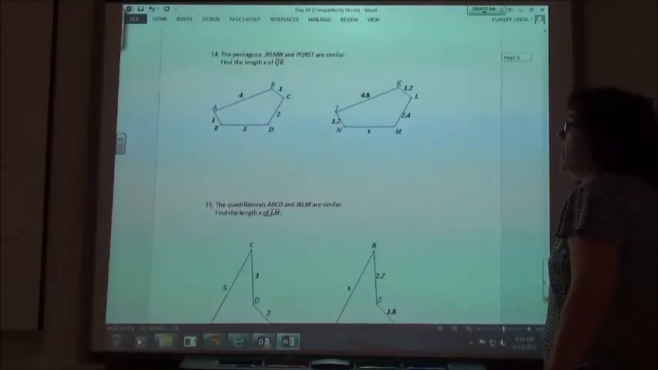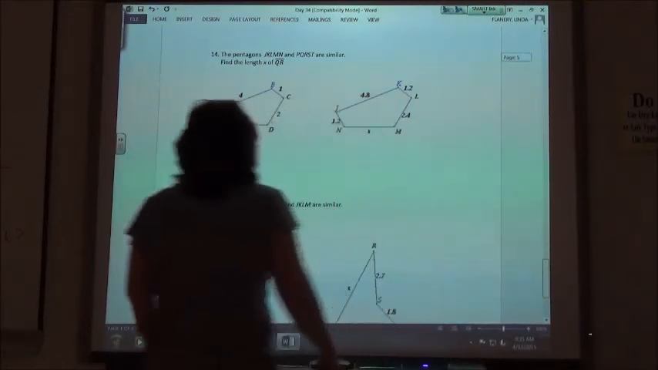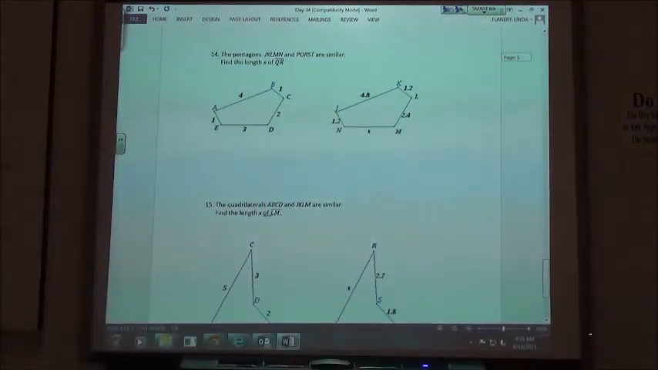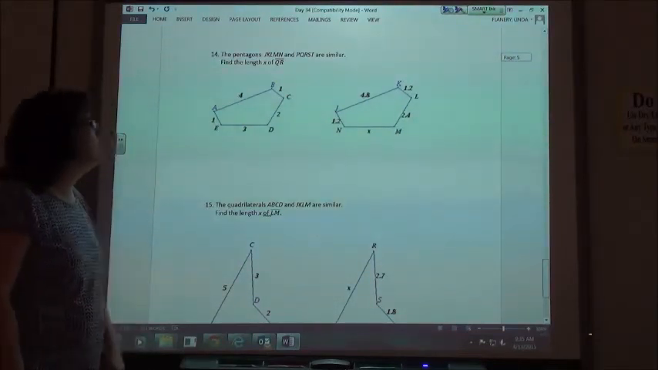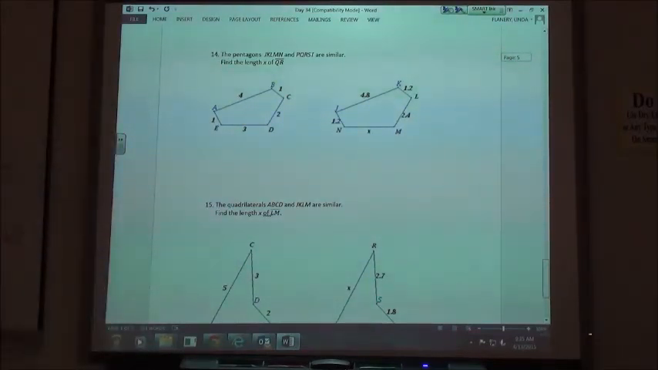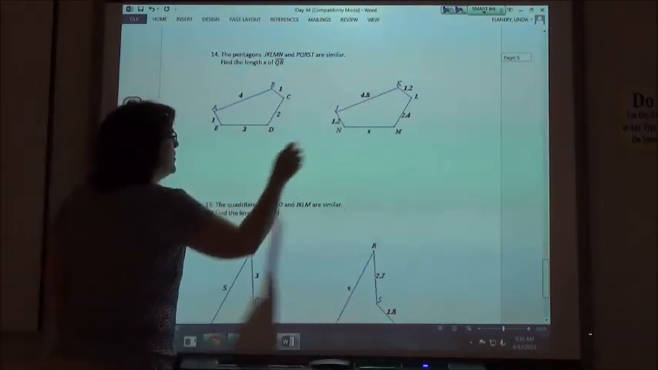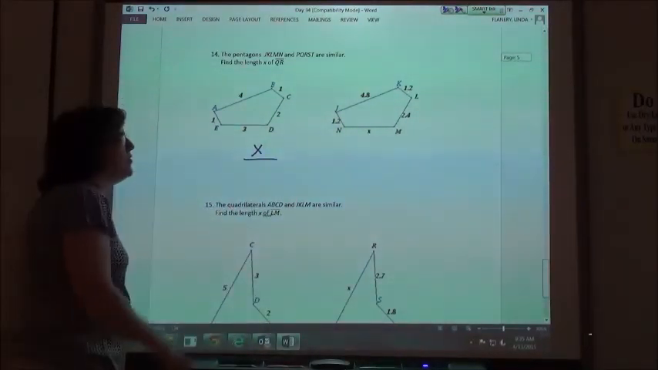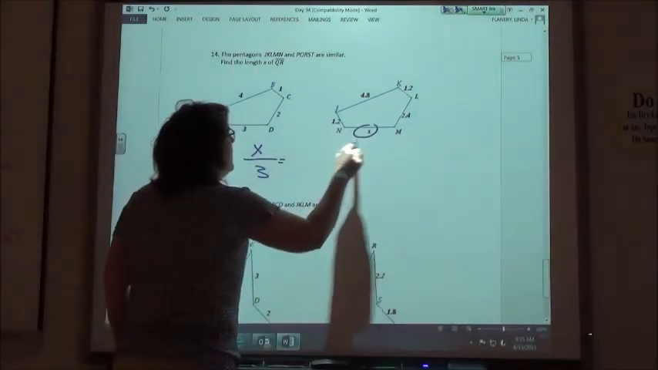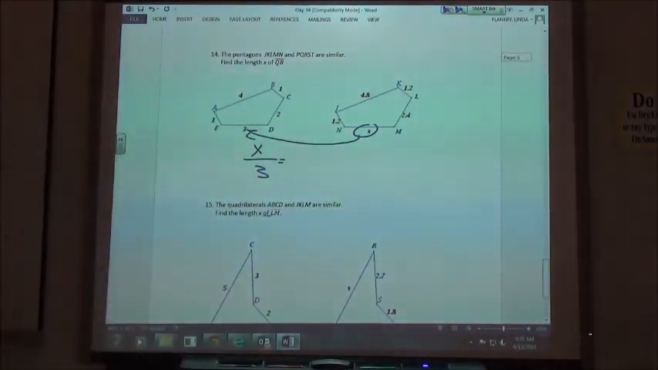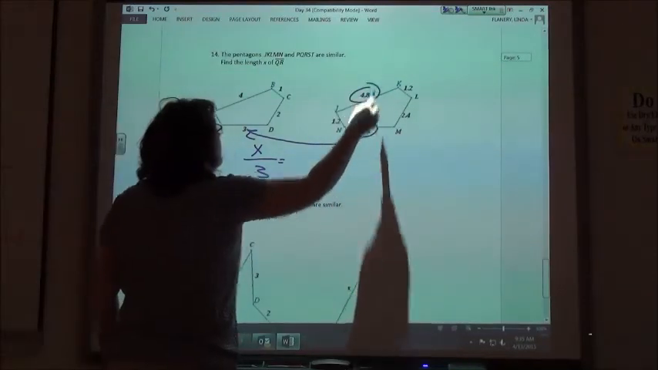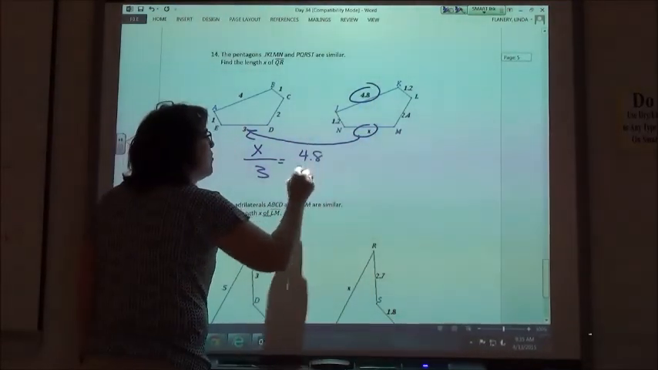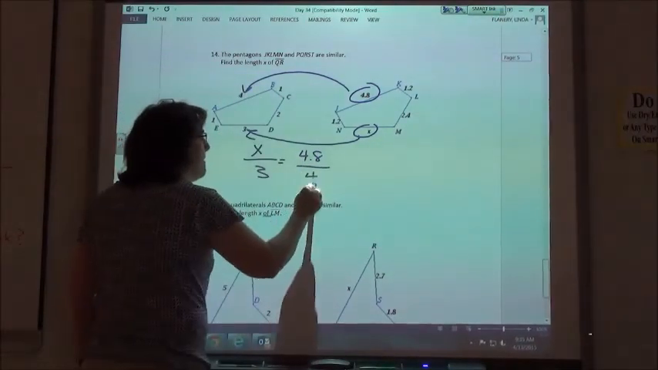So number 14 there, my pentagons JKLMN and PQRST are similar. Find the length of x of QR. So if I'm finding the length of x, I would have x corresponds to 3. And then I'm going to pick any of those sides that I want on that same shape as the x. Which one should we use? 4 and 4.8. Okay, we've got to do the 4.8 first because that's on the x, so 4.8 corresponds to the 4.